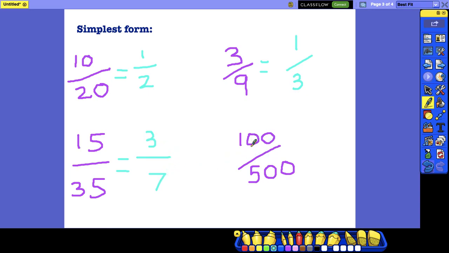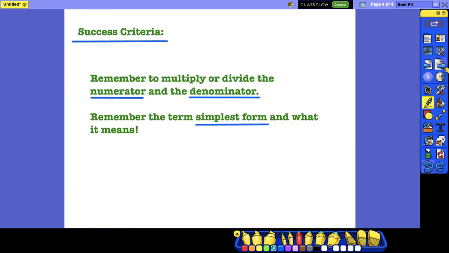And the last one here, if we divide these ones by 100, what are we going to get for our simplest form fractions? Hopefully you're saying 1/5. Okay, so that's a little bit more information about the simplest form, but we'll recap that in the video call class, okay? Next up, success criteria.